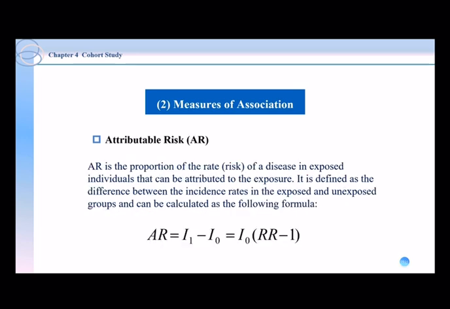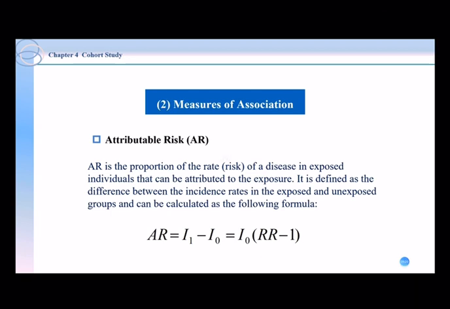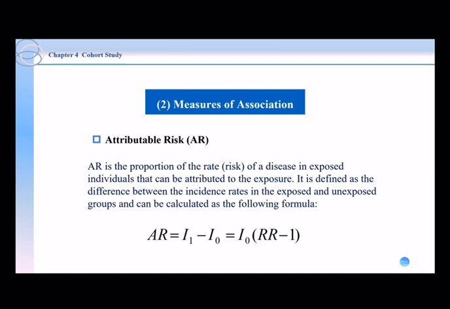And the next one is called attributable risk. So let's look at the definition first. This attributable risk is the proportion of the rate or risk of a disease in exposed individuals that can be explained or attributed to the exposure. So this attributable risk can be calculated by the difference between the incidence rate in the exposed group and the unexposed group. And here is the formula we usually use to calculate this risk.